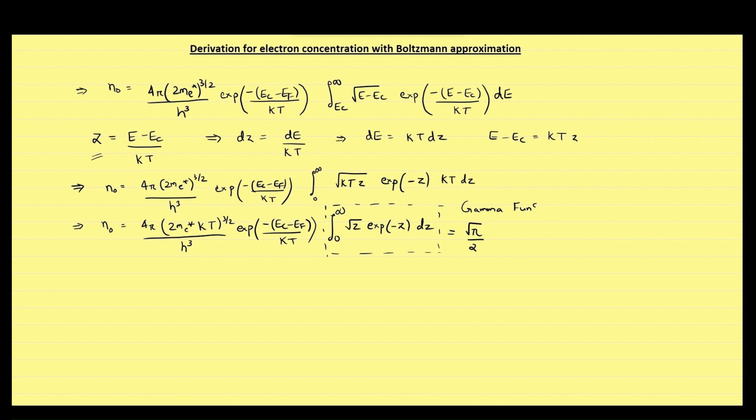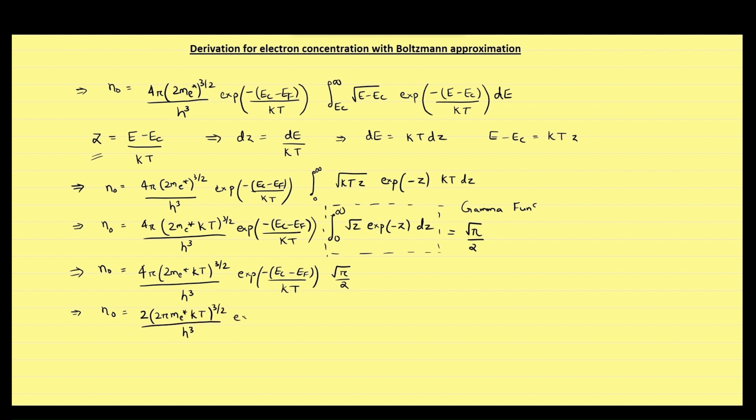So the final expression of electron concentration in the conduction band comes out to be 2 into (2π m_e* kT / h²) raised to the power 3/2 multiplied by exponential of negative (E_C − E_F) divided by kT.